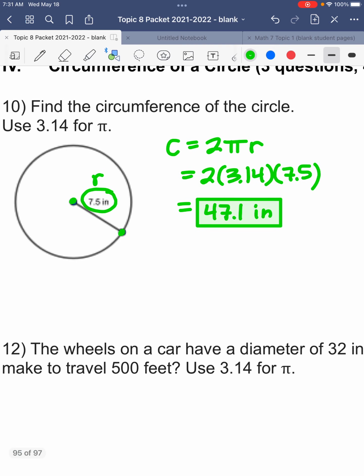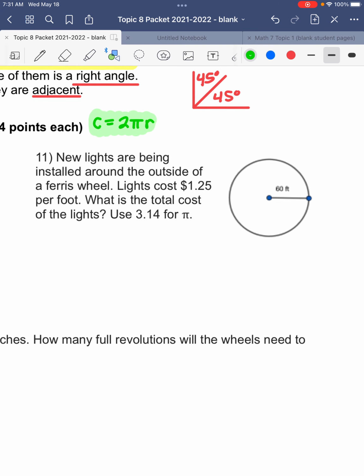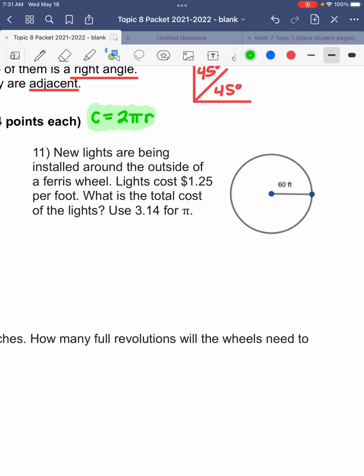Okay, let's move on to number 11. New lights are being installed around the outside of a Ferris wheel. Lights cost $1.25 per foot. What is the total cost of the lights? Use 3.14 for pi. So new lights are being installed around the outside of the Ferris wheel. So lights are going around here. So they're going all the way around the Ferris wheel. So I am finding the circumference here.